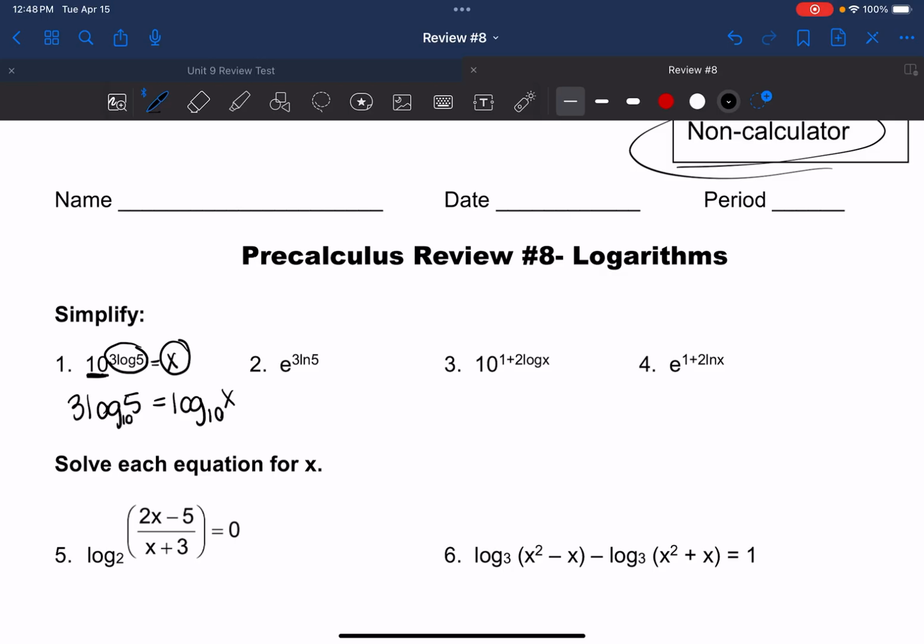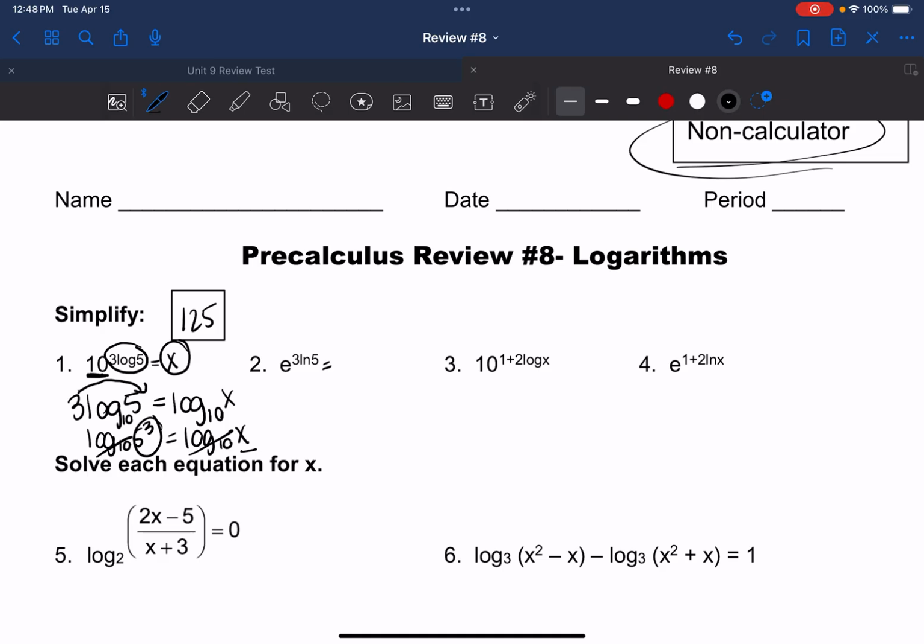Now my understood base over here is also 10, and remember when we have a coefficient like this 3, we can rewrite it as an exponent. So really I have log base 10 of 5 to the third equals log base 10 of x. Now I can mark out my log base 10. I'm left with x equals 5 to the third. 5 to the third power is 125, so x is 125.